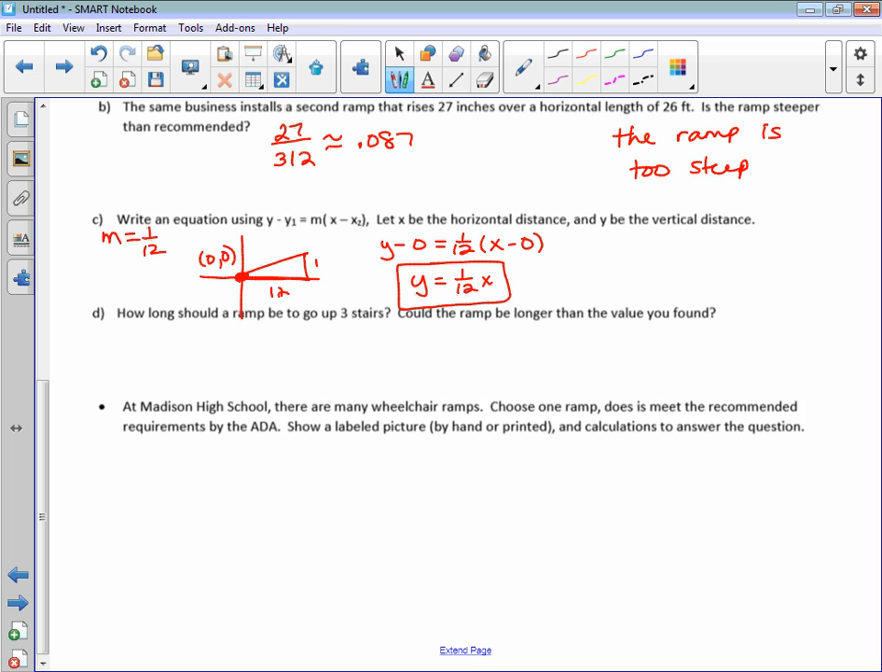All right, so D, how long should a ramp be to go up 3 stairs? Well, we need to know how tall a stair is. I believe a step is about 7 inches. So, let's see if we can figure out, I'm sorry, how far you have to go horizontally.